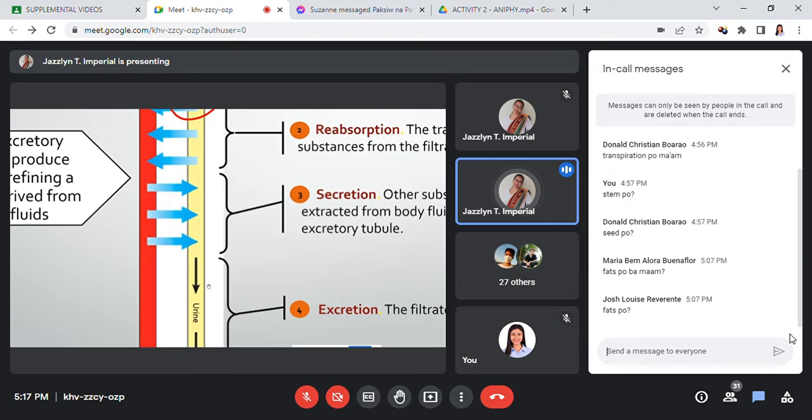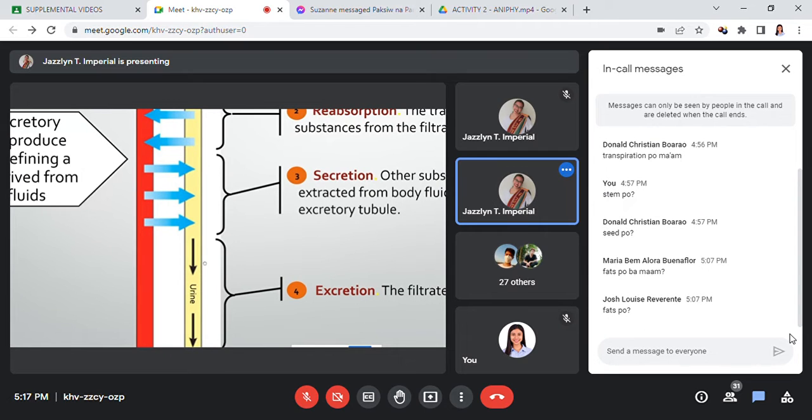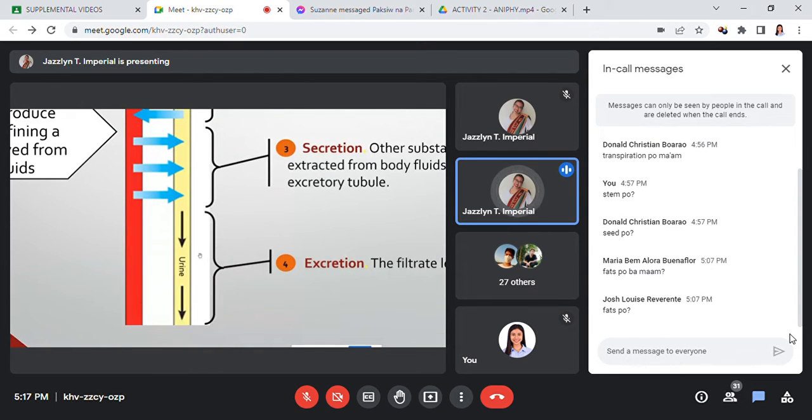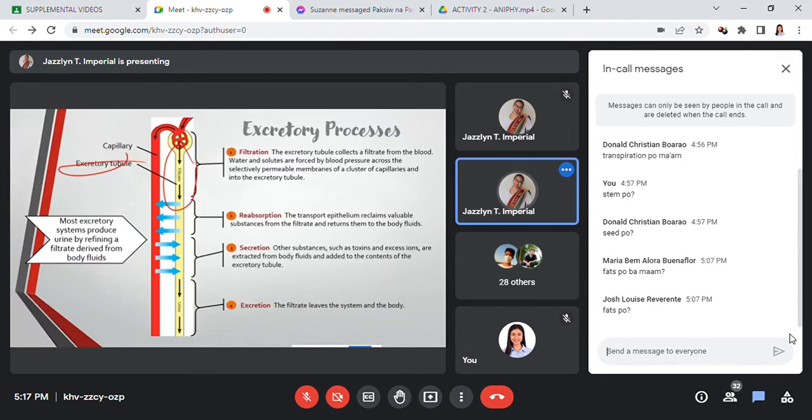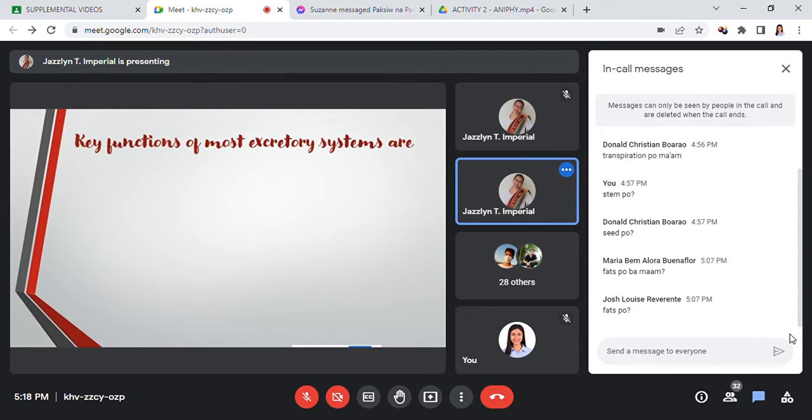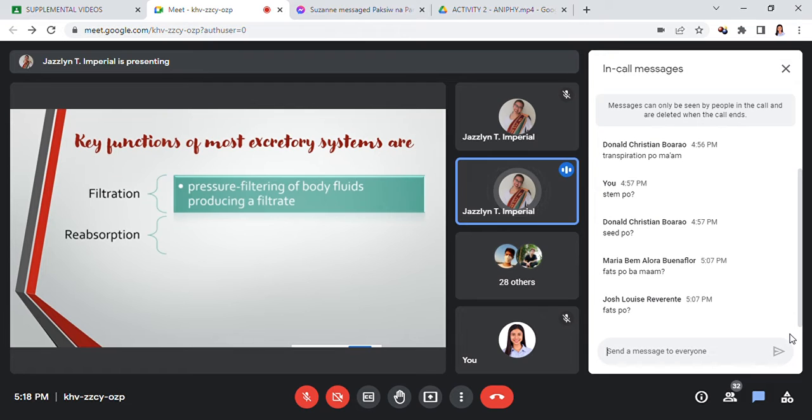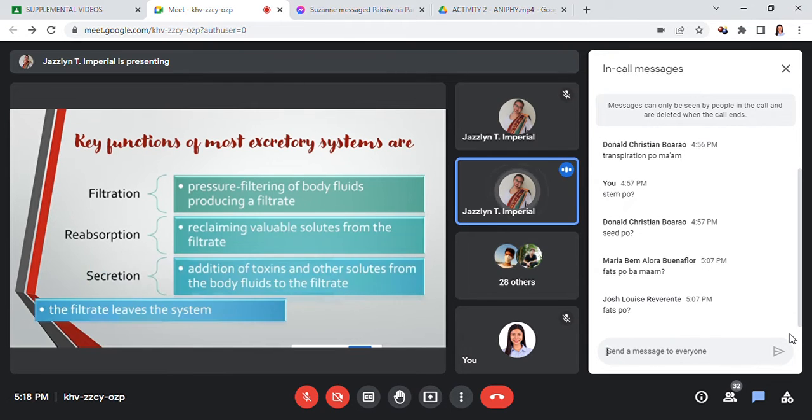Okay? And then finally, your urine will be excreted. So the filtrate will now leave your system and your body via your urine. Okay? So that is, class, the excretory process. So most excretory systems, of course, as discussed earlier, has these four major functions already explained in the previous slide.